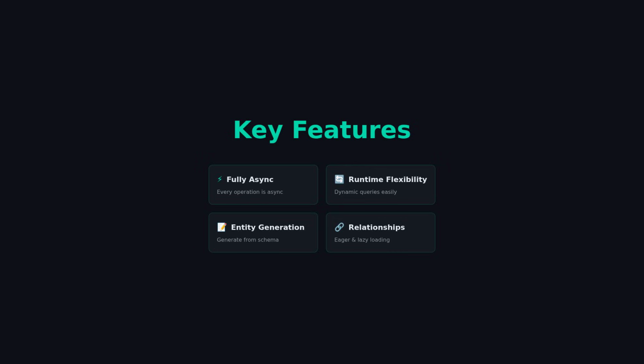Third, entity generation. SeaORM can generate Rust entities from your database schema. Unlike Diesel's compile-time code generation, this happens through a CLI tool. The generated entities include active model patterns for inserts and updates. Fourth, relationship handling. SeaORM has excellent support for relationships. One-to-many, many-to-many, eager loading, lazy loading. The API feels like modern ORMs from other languages.